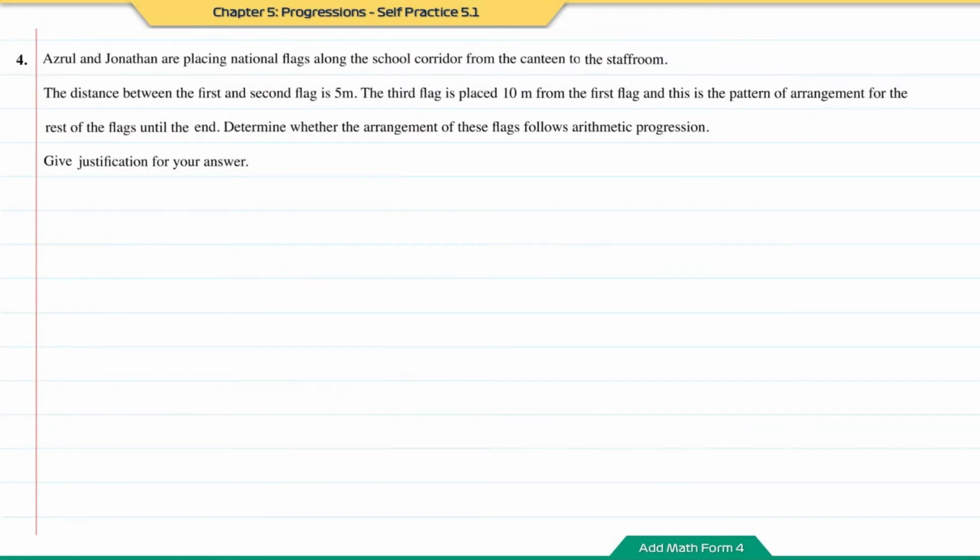Questions number 4. Ashru and Jonathan are placing national flags along the school corridor from the canteen to the staff room. The distance between the first and the second flag is 5 meters. The third flag is placed 10 meters from the first flag, and this is the pattern of arrangement for the rest of the flags until the end. So determine whether the arrangement of these flags follows arithmetic progression. Give justifications for your answer.